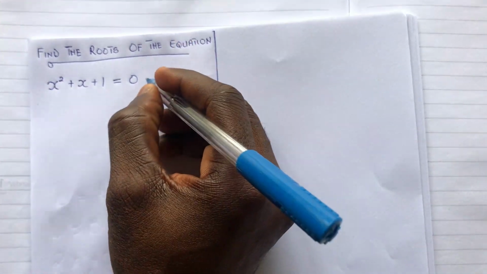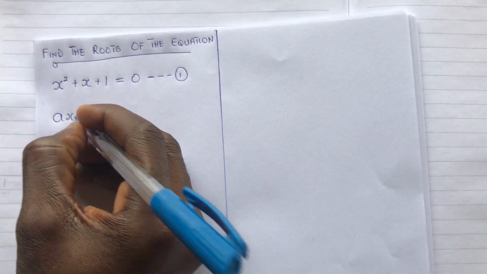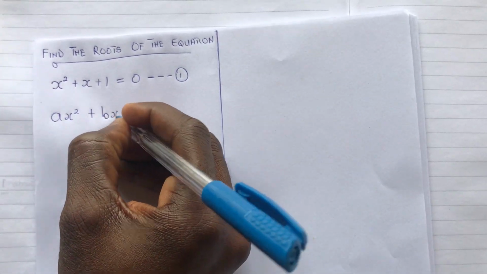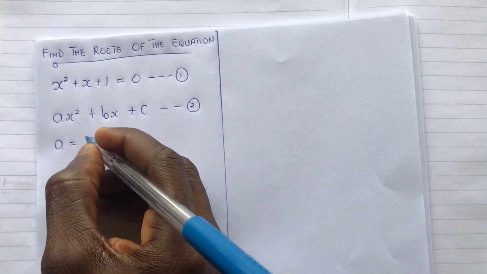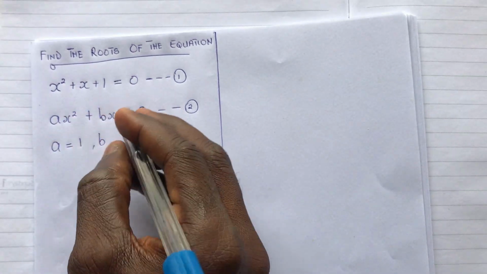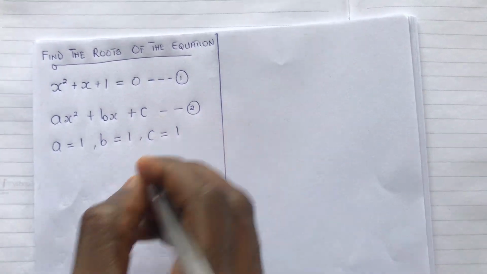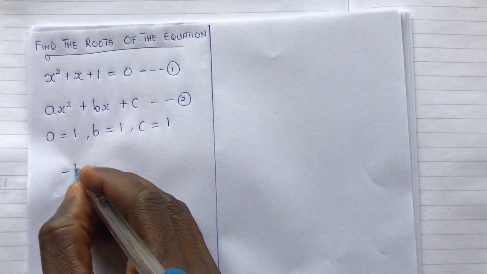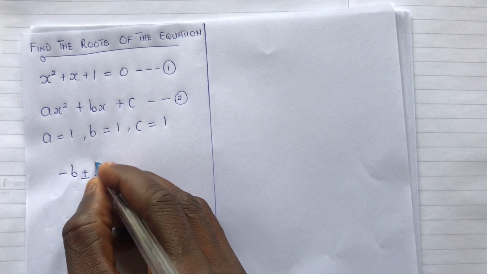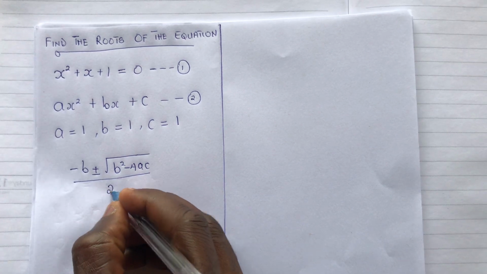But before that, let's name this one equation 1, and let's compare equation 1 with ax squared plus bx plus c. So let's say this is equation 2. We have a being equal to 1, b being equal to 1, and c being equal to 1. So from the formula, we can quote that we have x equals minus b plus or minus root of b squared minus 4ac all out of 2a.